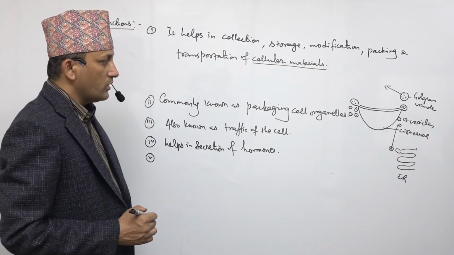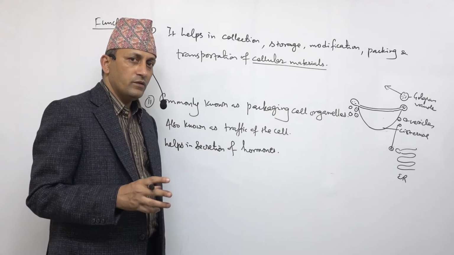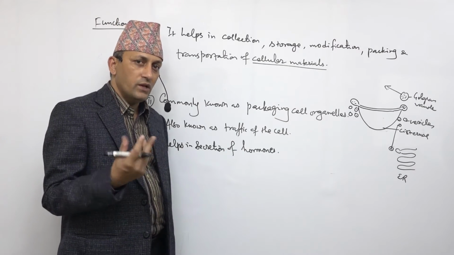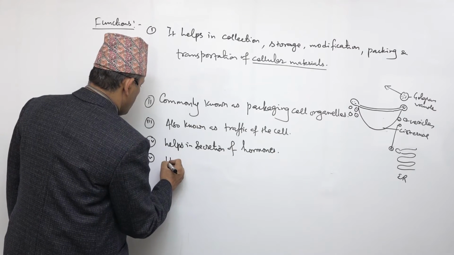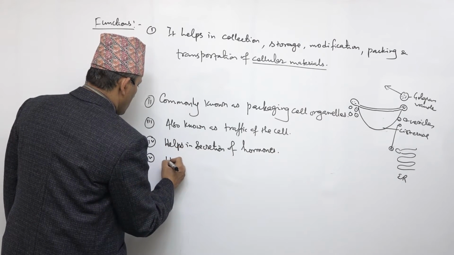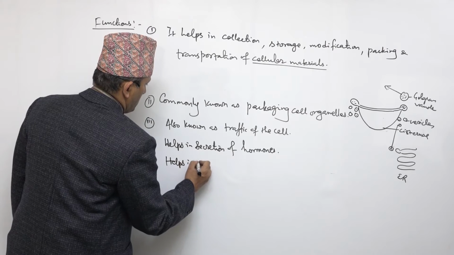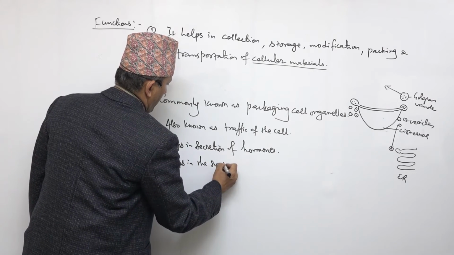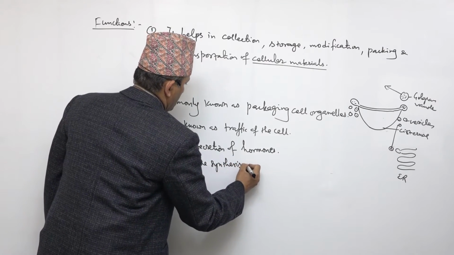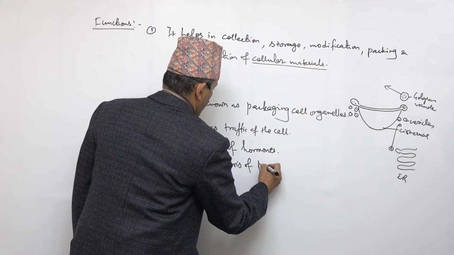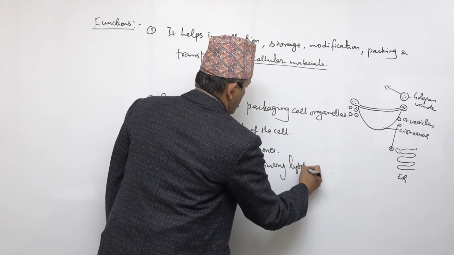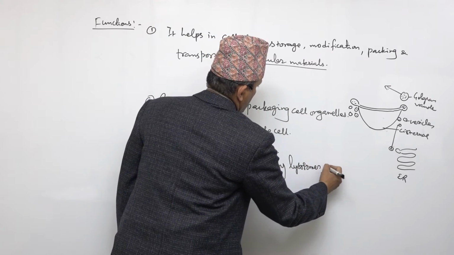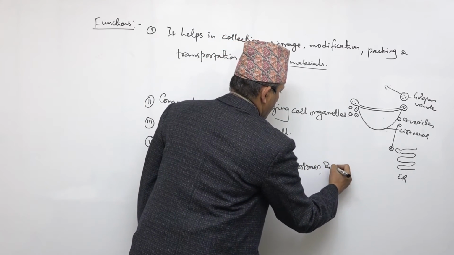Likewise, a Golgi body also helps in the preparation of cell plate and the primary lysosomes. Helps in the synthesis of primary lysosomes and cell plate.